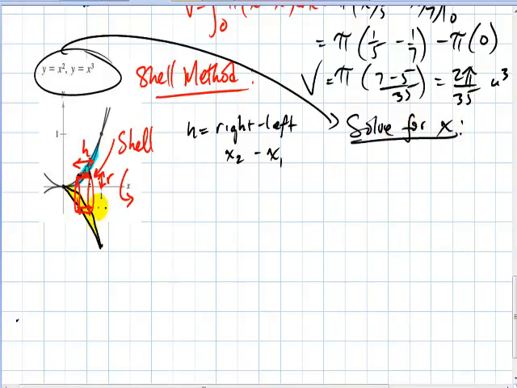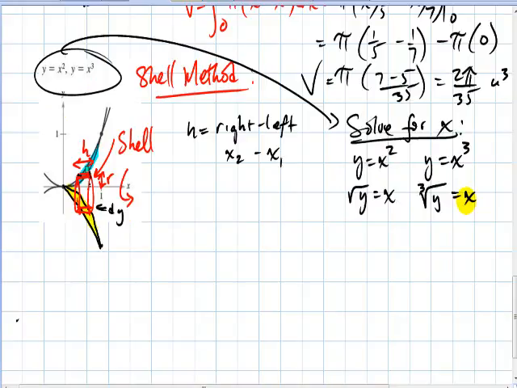Also notice here that the thickness is dy. When the thickness is dy, you have to write an integral in terms of y, which means you've got to take both functions and solve for x in terms of y. So for y equals x squared, you square root both sides and you get square root of y equals x. When y is equal to x cubed, you cube root both sides, so the cube root of y equals x.